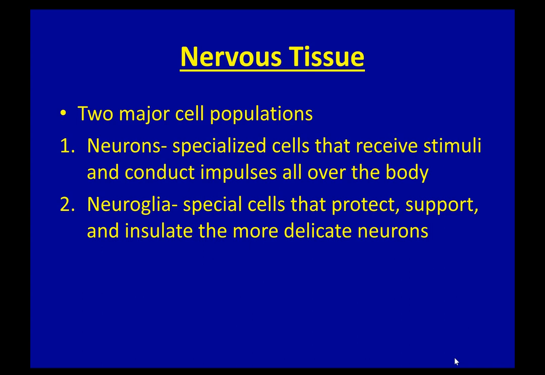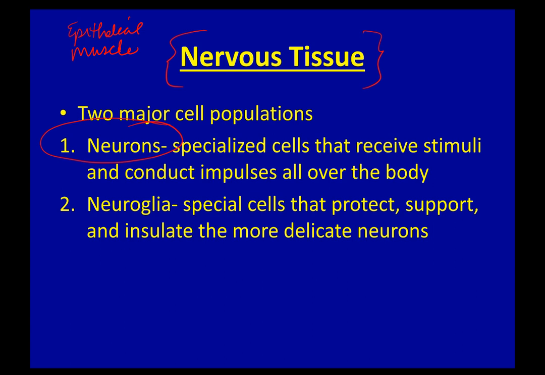All right, so let's talk about the third type of tissue. We've talked about epithelial, we've talked about muscle. Now let's talk about nervous. There are two major cell populations in nervous tissue. The neurons are specialized cells that basically receive and then conduct stimuli. So they're the communication lines in your body. And those are the neurons.